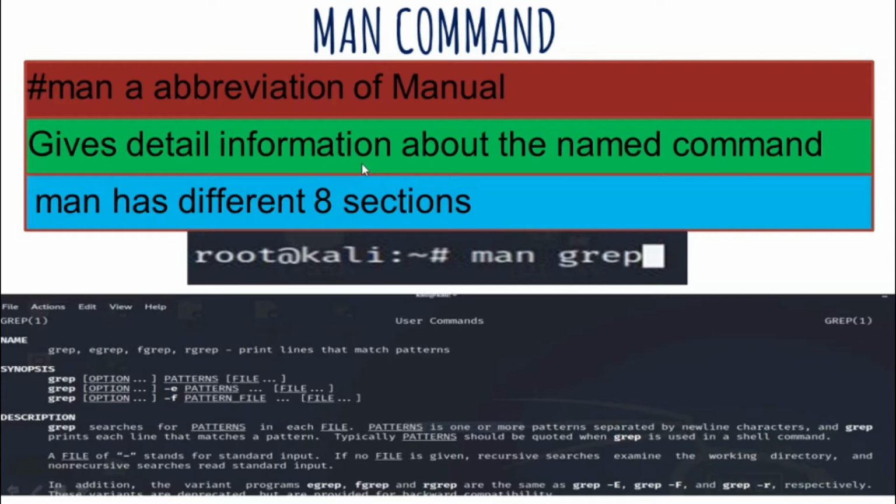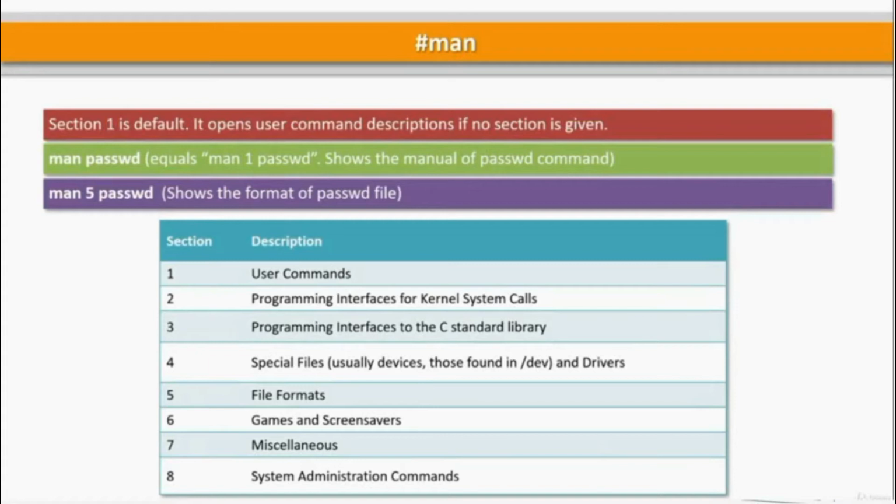The manual is divided into multiple sections. So you can pass the section number as an argument to get a specific section of the manual of a given command. This table shows the available sections. Section 1 is the default. It opens the user command description if no section is given.